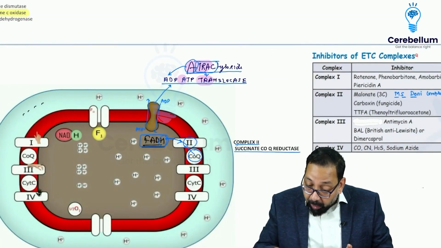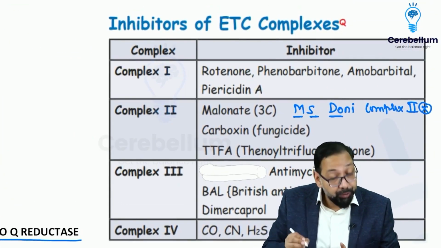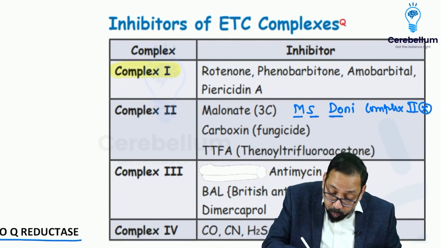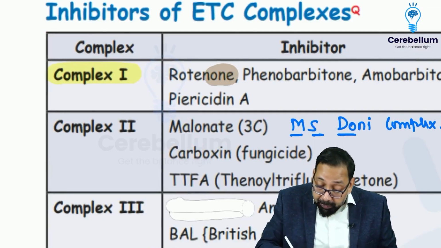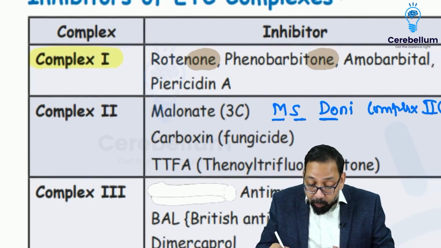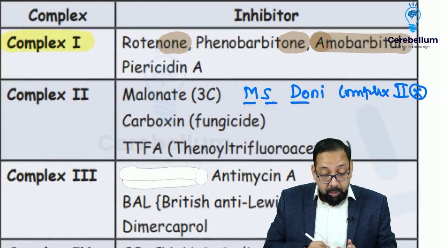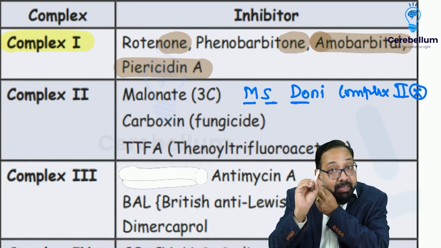Now inhibitors, very important. Every time there is a question; two questions in NEET PG this time. Complex 1 is inhibited by rotenone. The name itself tells you: ONE, 1. Phenobarbital or amobarbital, A-1. Piercidine: if you want to pierce an ear, you will take a needle. A needle looks like one.